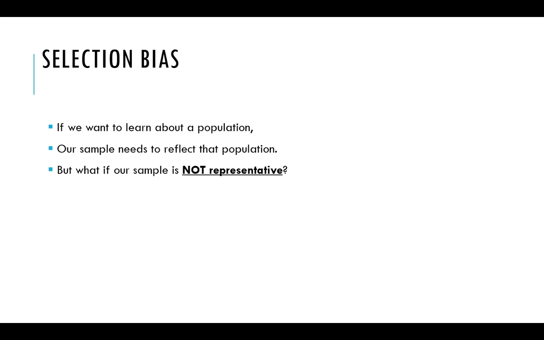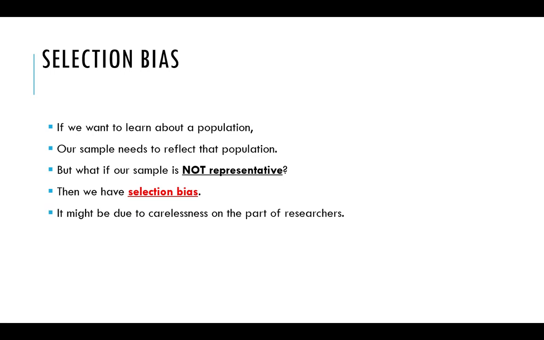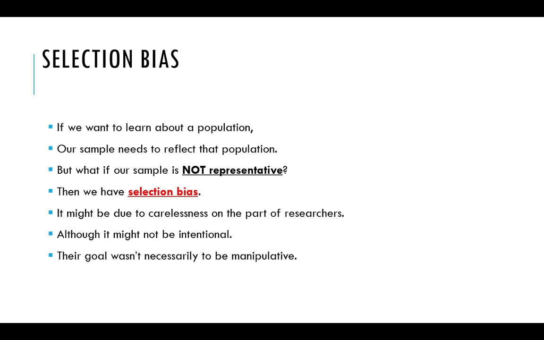But what if our sample is not representative? What if we collect a bunch of data from people, but it's from a sample that doesn't look like the population of the United States? Well, then we have selection bias, and this is going to be a problem. It might be due to carelessness on the part of researchers, so probably not intentional. They weren't necessarily trying to be manipulative, but a good researcher is going to be thinking about selection bias and taking measures to avoid a selection bias problem.